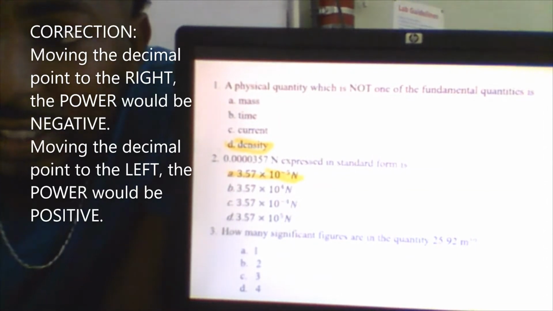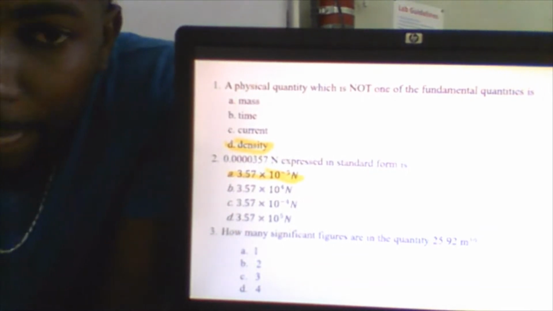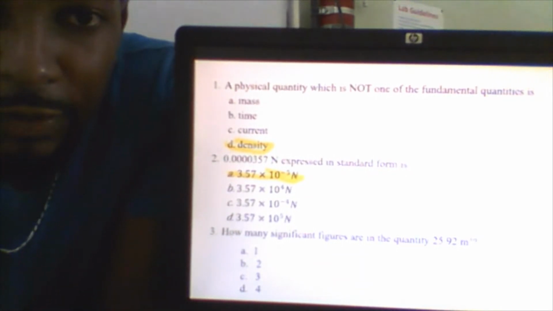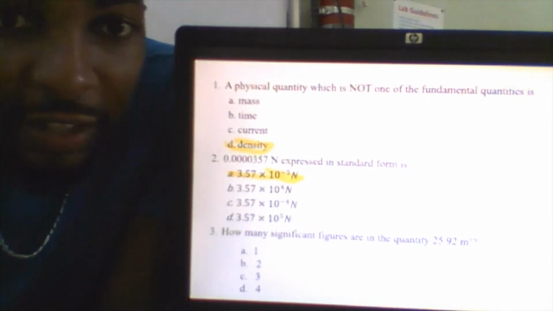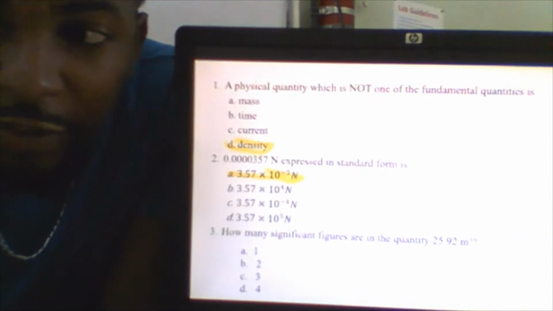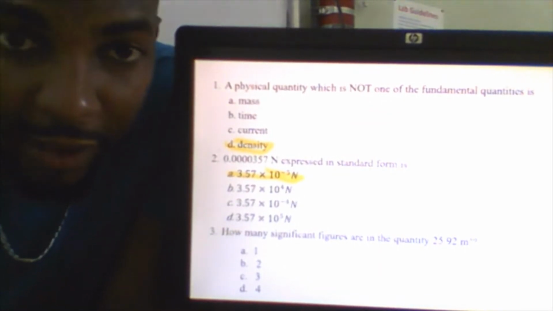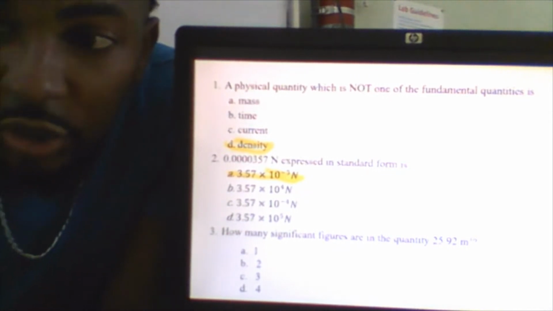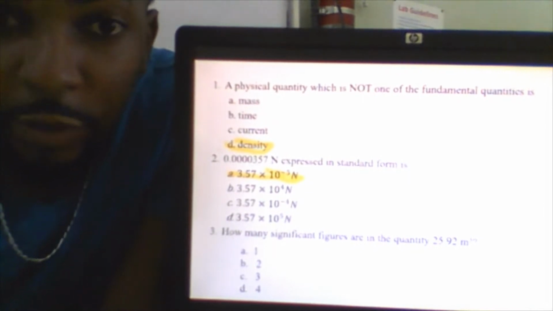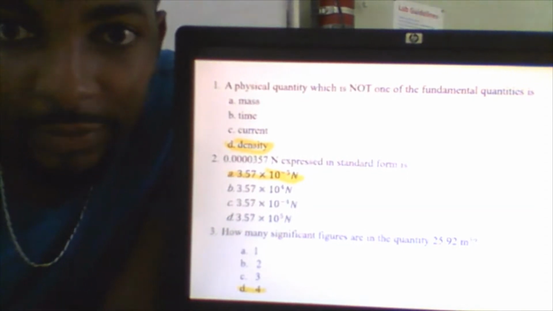All right. Next one. How many significant figures are in the quantity 25.92? Now, significant figures looks at the non-zero digits, starting from the left. In this case, the number is 25.92, and the first non-zero digit from the left is the 2, then we have 5, then 9 and 2. So counting the digits from the first non-zero digit, the answer there will therefore be D.